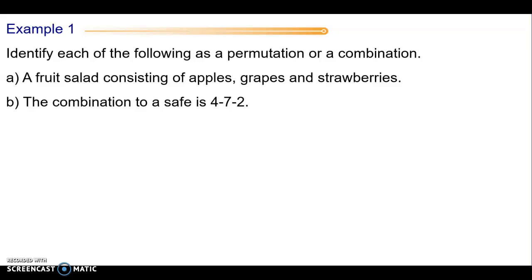Section 2.5, 2.6, Example 1. Identify each of the following as a permutation or a combination. Keeping in mind that for a permutation, order matters, and for a combination, order does not matter.